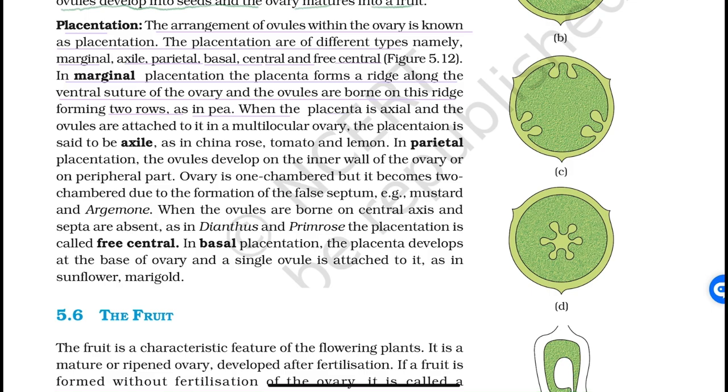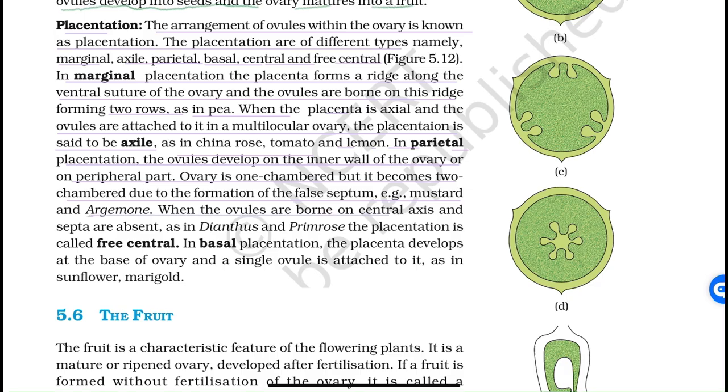When the placenta is axial and the ovules are attached to it in a multilocular ovary, the placentation is said to be axial, as in china rose, tomato, and lemon. In parietal placentation, the ovules develop on the inner wall of the ovary or peripheral part. The ovary is one-chambered, but it becomes two-chambered due to the formation of the false septum, for example, mustard and argemone.